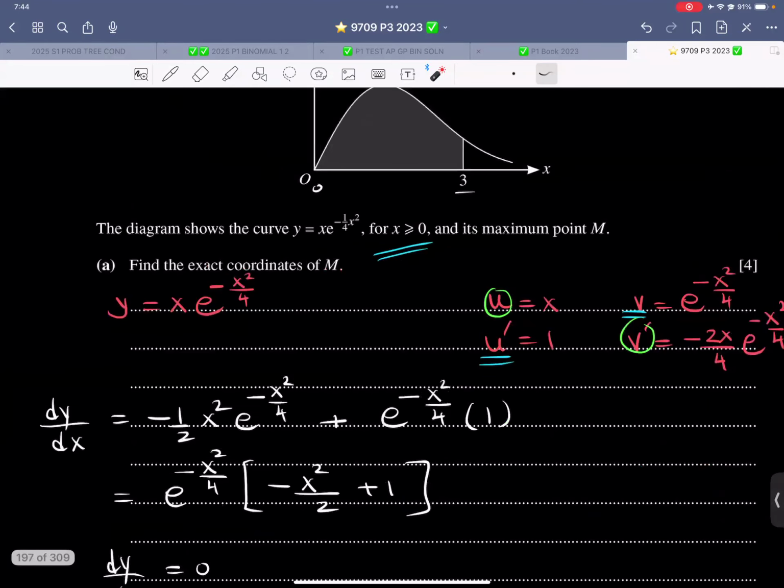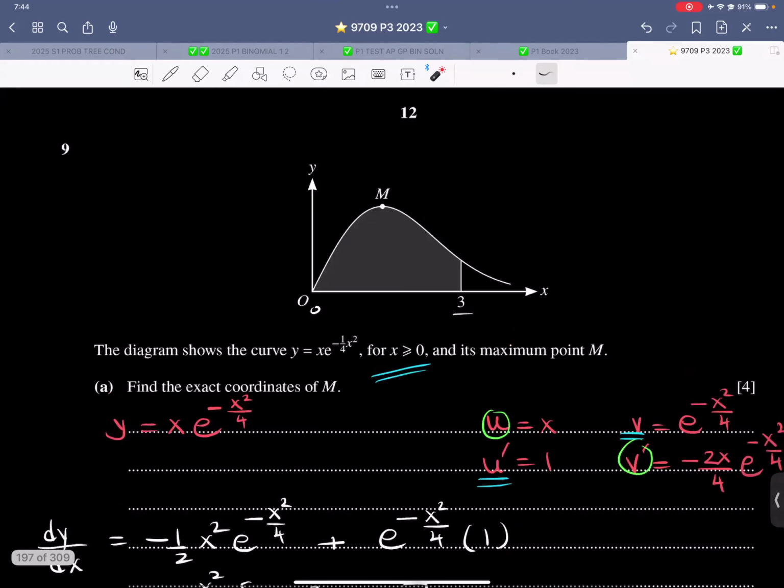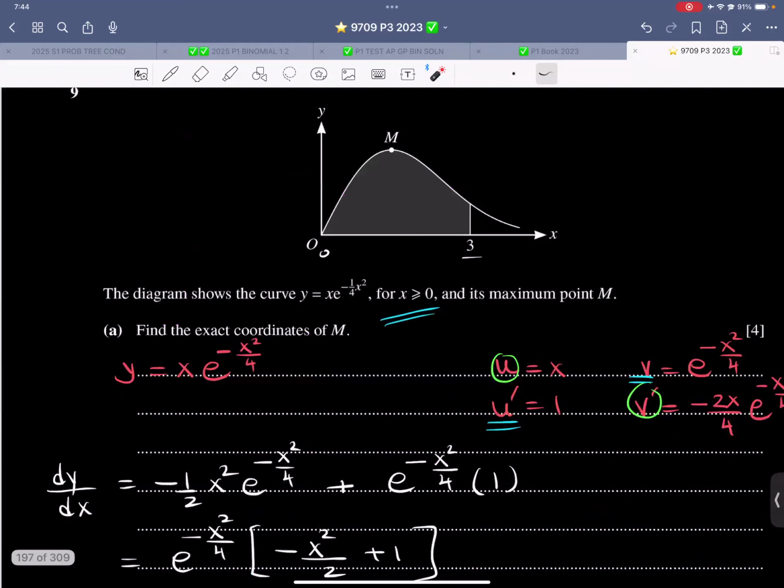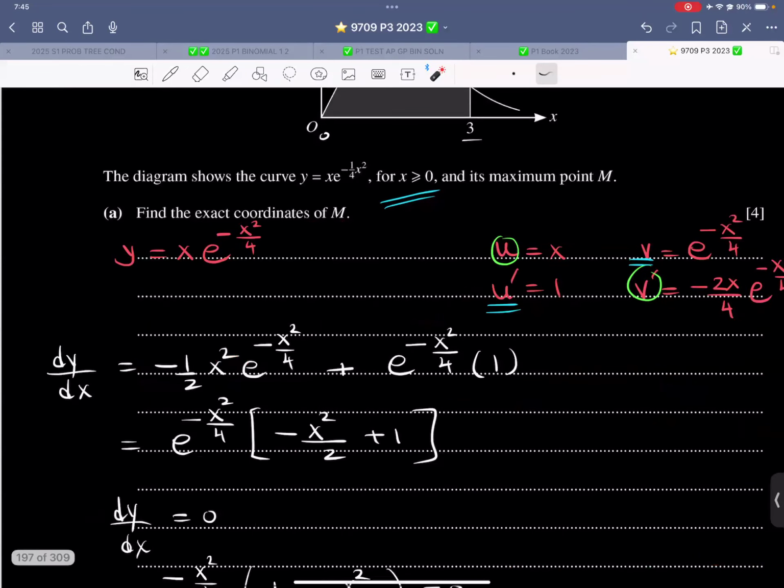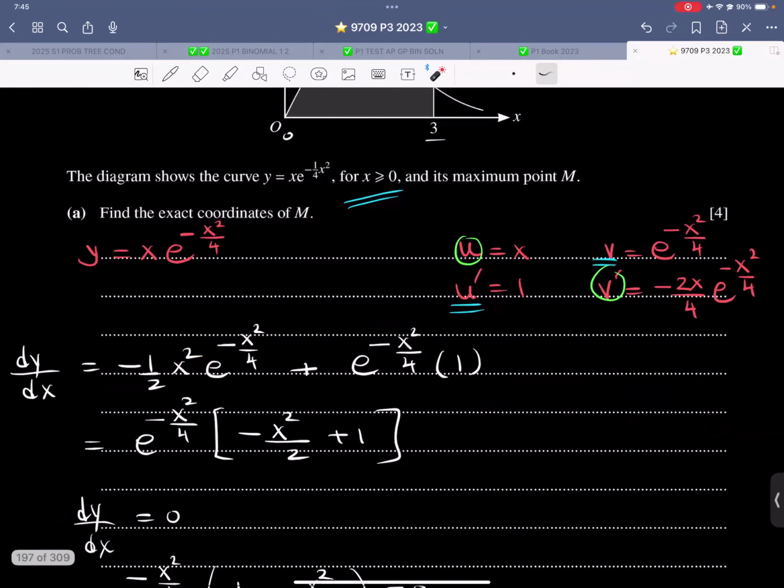Now, another integration by parts question. The diagram shows the curve y equals x e raised to power of negative 1/4 x squared for x greater than or equal to 0 and its maximum point M. Find the exact coordinates of M, that is product rule. u prime, v prime. And look at the power. You're getting an x squared, but differentiation has no concerns.